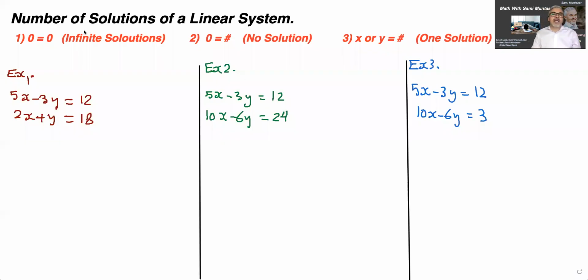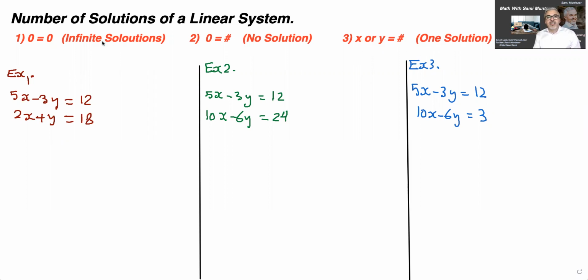So there you go. We're finding the number of solutions of a linear system. So you have 3 conditions here. When you solve these equations, if you end up with 0 equals 0 at the end, you have infinitely many solutions or infinite solutions. If you end up with 0 equaling a number, it doesn't matter what the number is, then there's no solution. And if you end up with an x or a y equaling a number, then you know you have one solution.